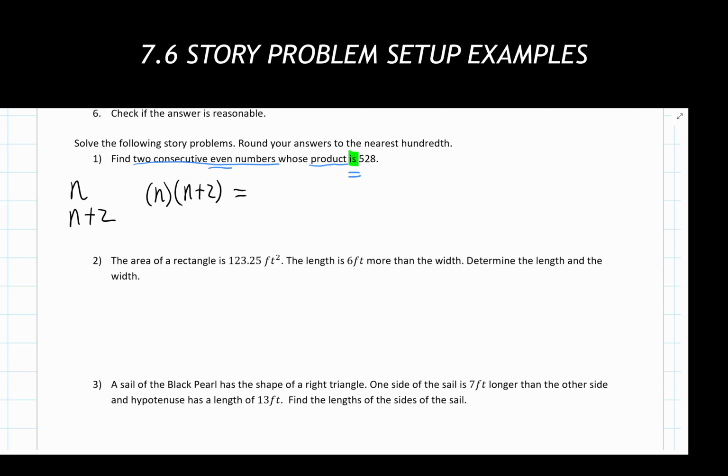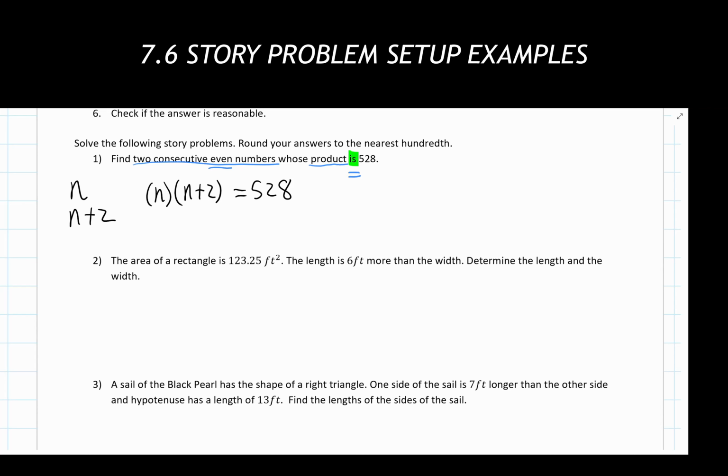So we have our left part is, or the same as saying is equal to, 528. And now I look at this and I say, okay, does this make sense with what I've been given? Find two consecutive numbers, so I have two consecutive numbers, whose product, okay, and they're multiplying together right here, is 528. So I have two numbers multiplying together equal 528. And now I can go through and solve this thing using any methods that I've learned.